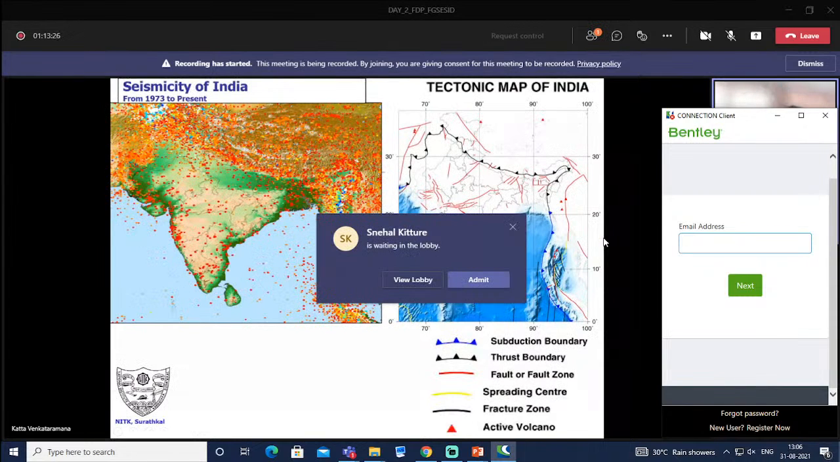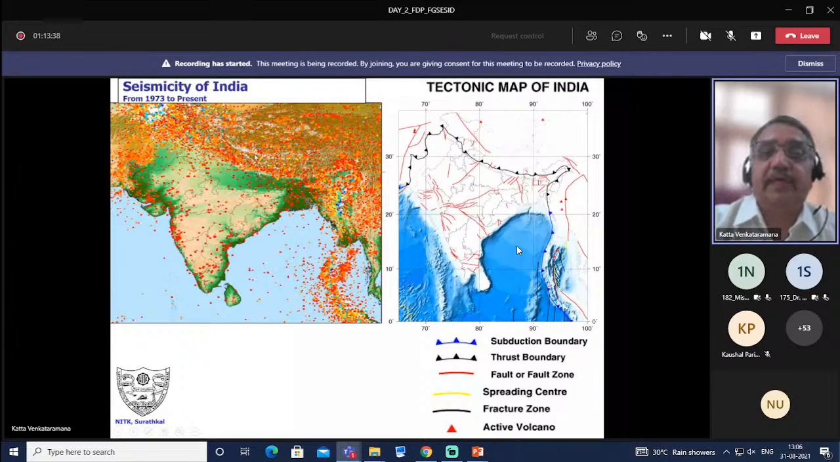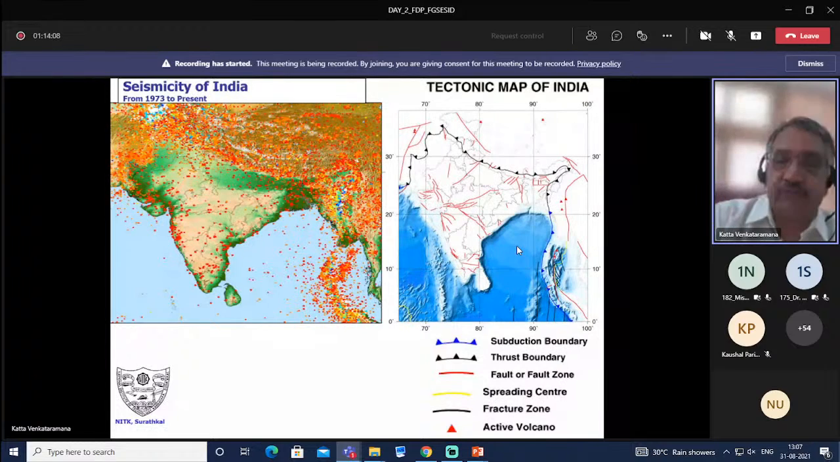This shows the seismicity of India from 1973 to present. All these red circles indicate the occurrence of earthquakes, even including minor earthquakes. And on the right-hand side, you can see the tectonic map of India. And this is the plate boundary here. And we have these red lines. They indicate fault zones, which are away from the thrust boundary. There are many fault zones all over India, and many earthquakes have occurred along the faults also.